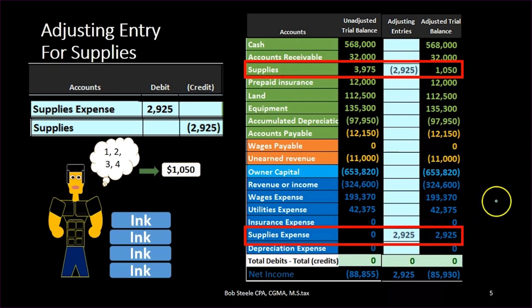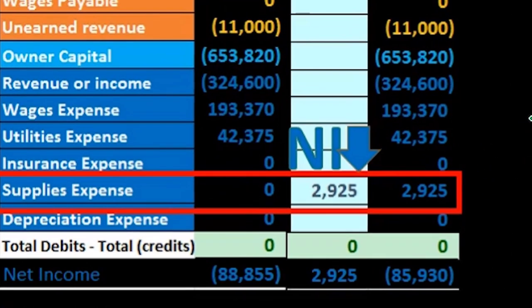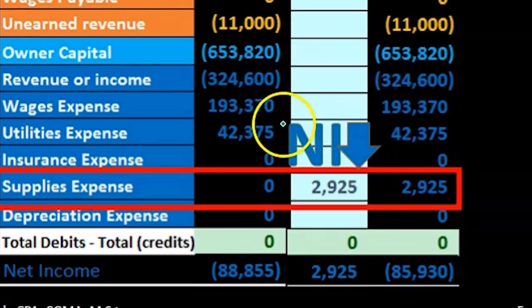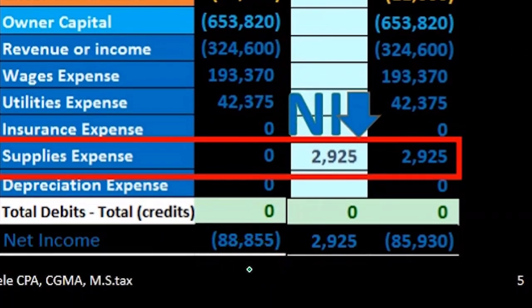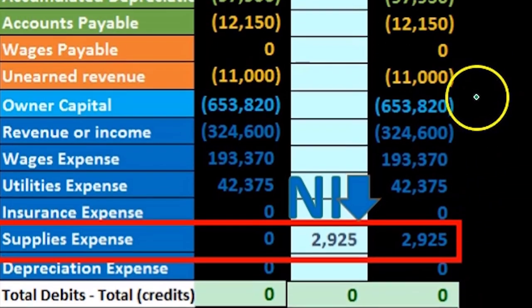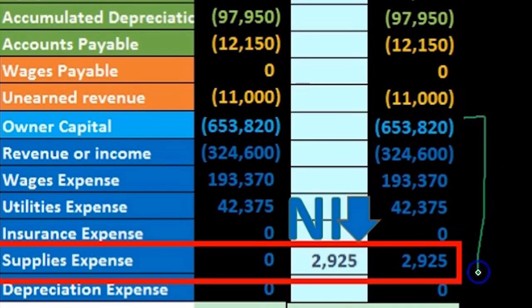If we see this in total, we can see that the net income here is going down. Why? Because the revenue minus the expenses were revenue winning by a credit of $88,855. We then added another debit in terms of supplies expense, bringing the net income down to $85,930, which brings down the entire equity section as well.